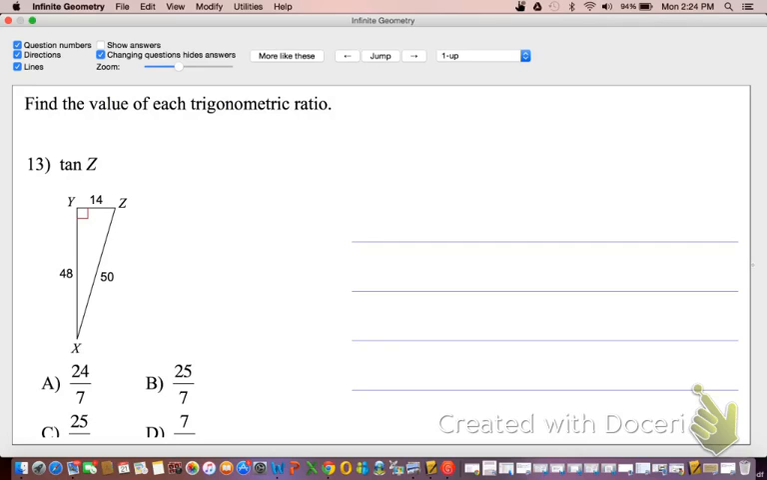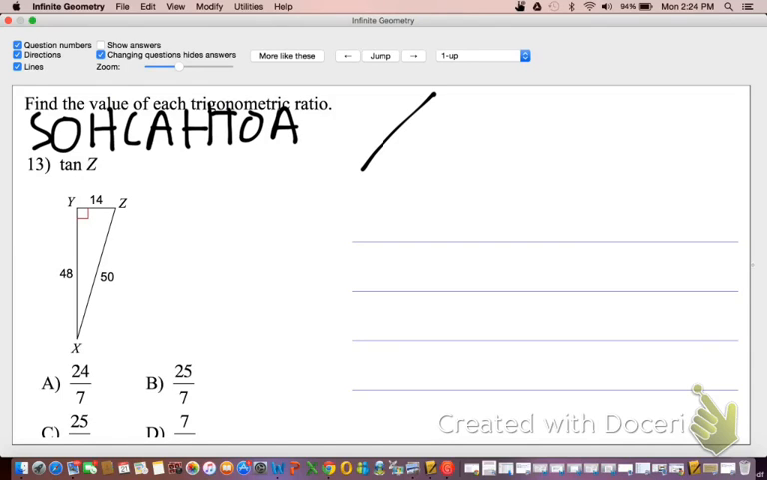Okay, now, how do you do these ones? You have to remember that there's something called SOHCAHTOA. So if we have a triangle, and this is x, and this is, let's say, 3, 4, 5.